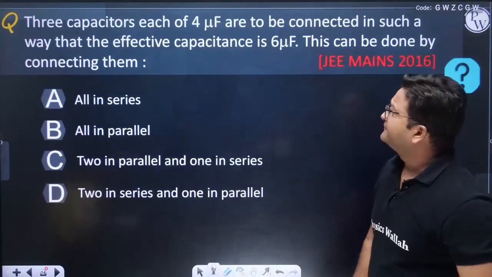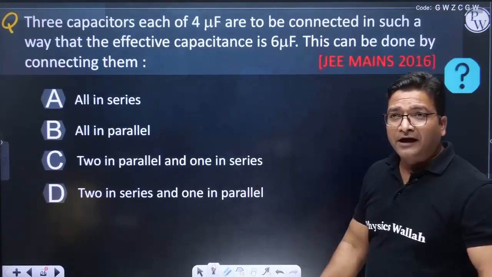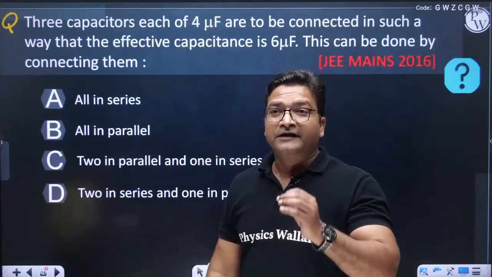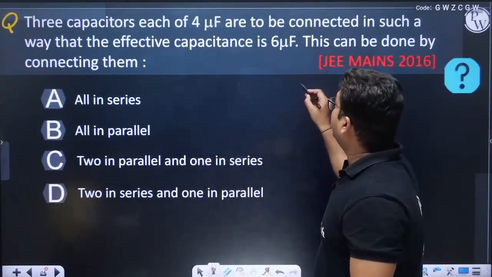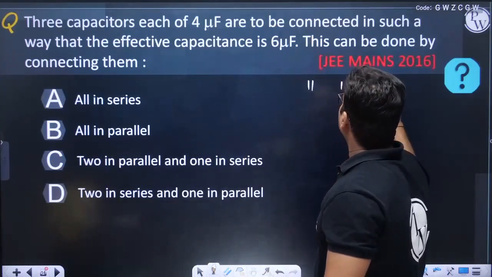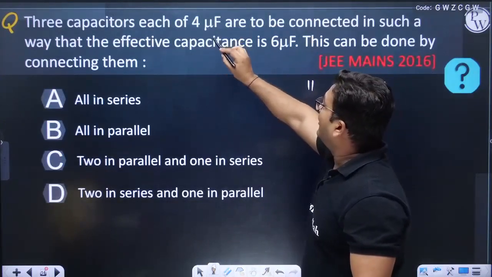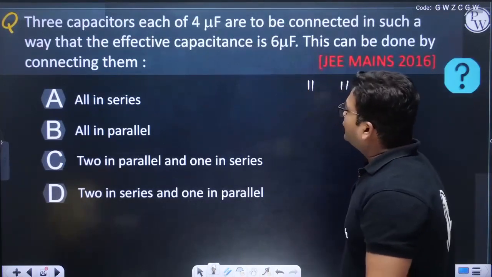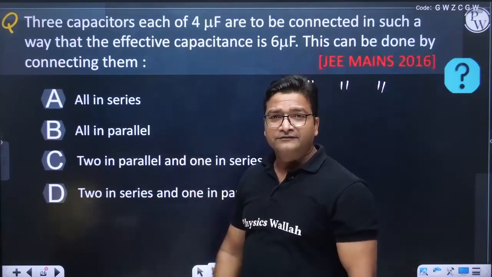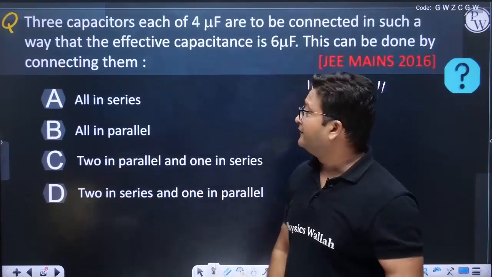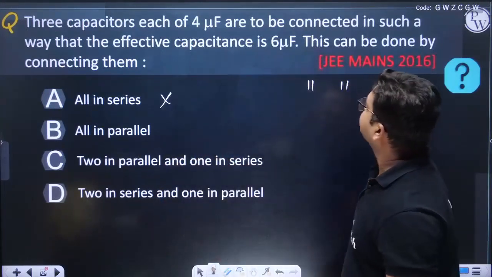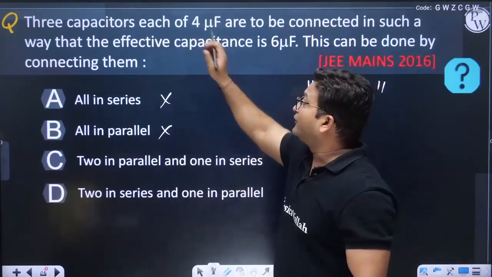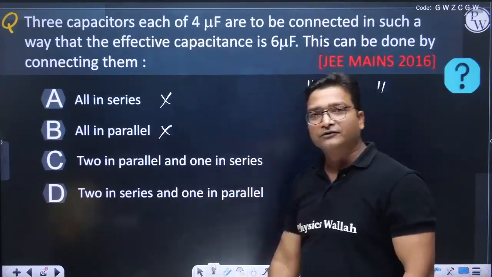3 capacitors, each of 4 microfarad, are to be connected in such a way that effective capacitance is 6 microfarad. So we have 3 capacitors, each of 4 microfarad. If you connect all of them in series, obviously the net would be 4 by 3, so this is not the answer. If you connect all in parallel, that means 3 times 4, 12. The answer is not 6, so this is also wrong.